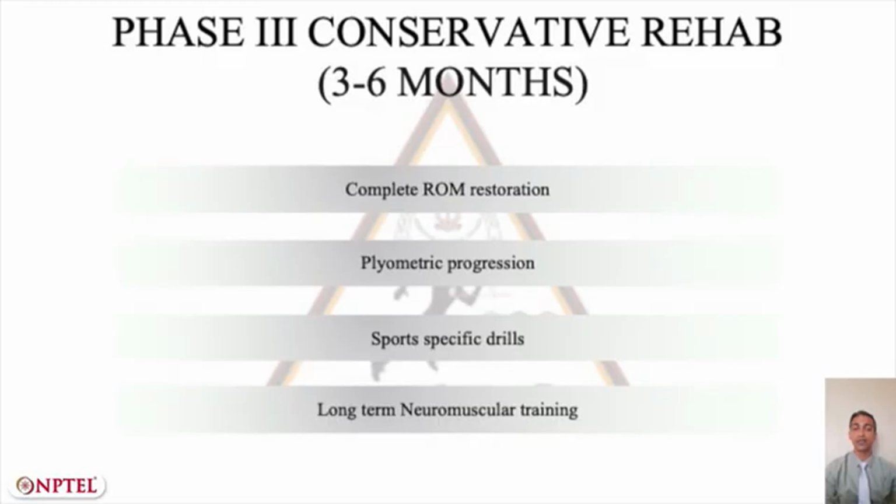The criteria for clearance to the next stage is strength should be more than 90% of the uninjured limb. The ability to perform hop and agility tests. The patient should not experience any instability during cutting and pivoting movements. And the patient should be able to perform all the functional tests.